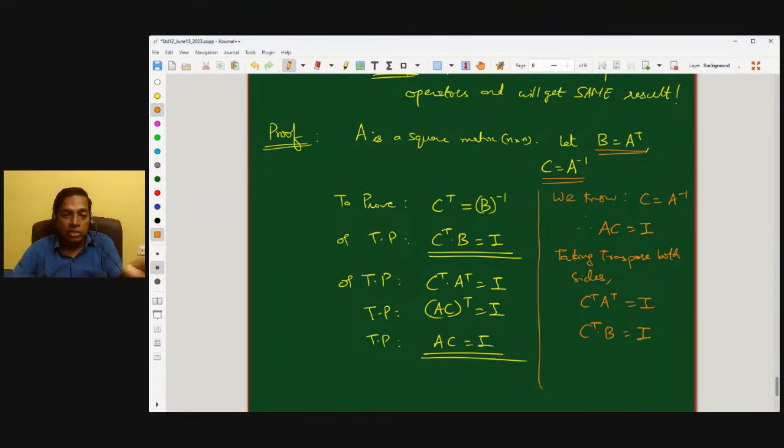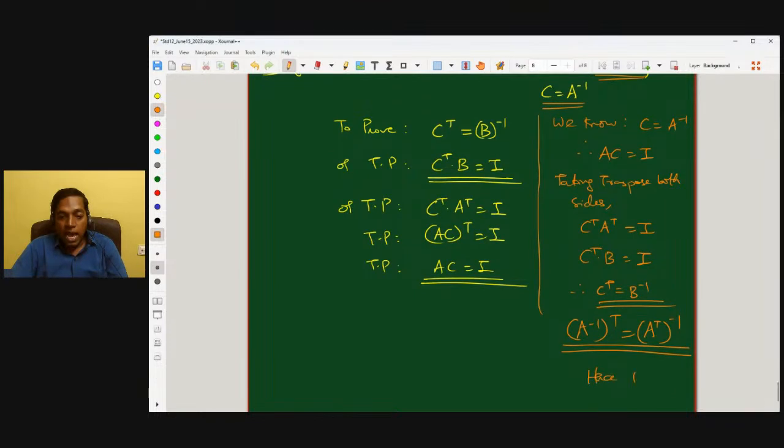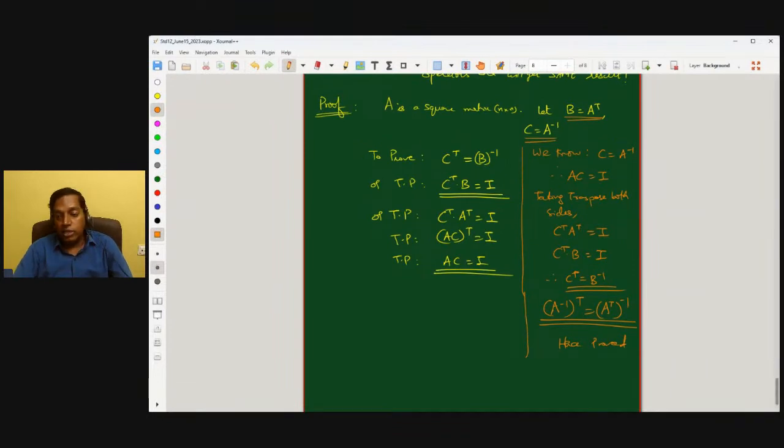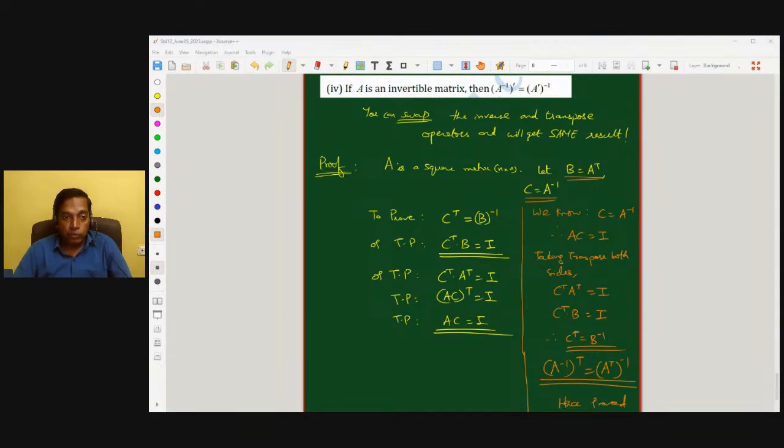I just defined B as A transpose and C as A inverse. See, A will have both the transpose and inverse, and they're not equal. We are trying to prove that doing inverse on the transpose and doing transpose on the inverse will give you the same result. C transpose B is I, therefore C transpose is B inverse. But what is C? A inverse. So A inverse transpose is B inverse, which is A transpose inverse. Hence proved. I'm just showing how I came up with the right hand side statements, because I wrote the left hand side things. I hope you are able to see this is a proper proof.